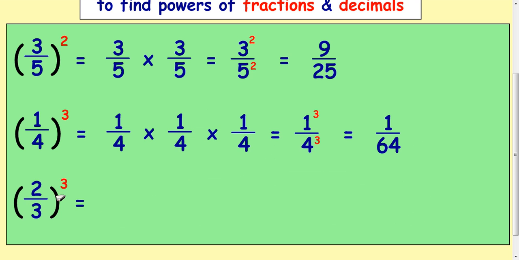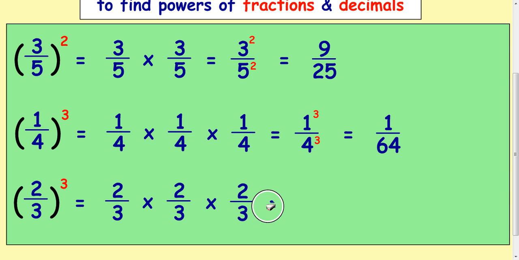In this last example, we're going to take 2/3 to the power of 3, or 2/3 cubed. So that means 2/3 times 2/3 times 2/3. So ultimately that's 2 to the power of 3, and on the bottom 3 to the power of 3. Now 2 to the power of 3 is 8, and 3 to the power of 3 is 27. And that's your answer.